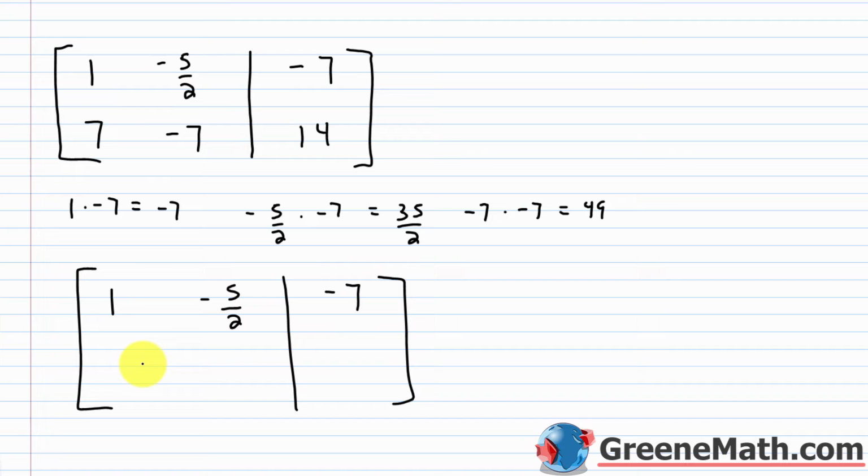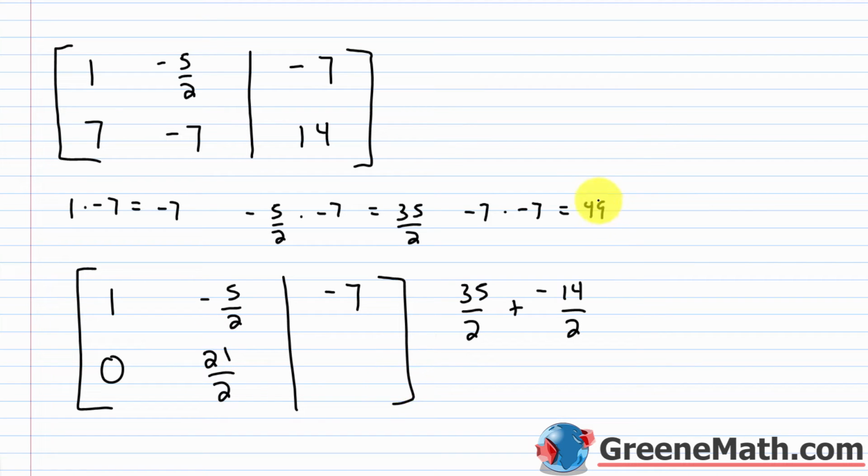Negative 7 plus 7 is 0. So 35 halves plus negative 7. I multiply this by 2 over 2. That would be negative 14 over 2. And 35 minus 14 would give me 21. So this is 21 halves.